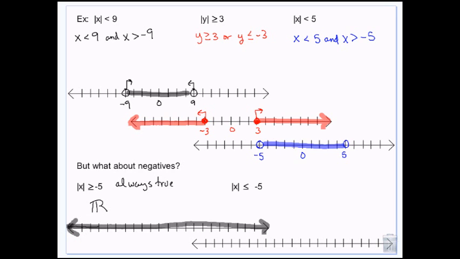Yeah, the other one would be no solution, right? Because if we look at this, absolute value is always positive. So absolute value can never be less than negative 5. So this is never true. So this is no solutions. And so you don't graph it.